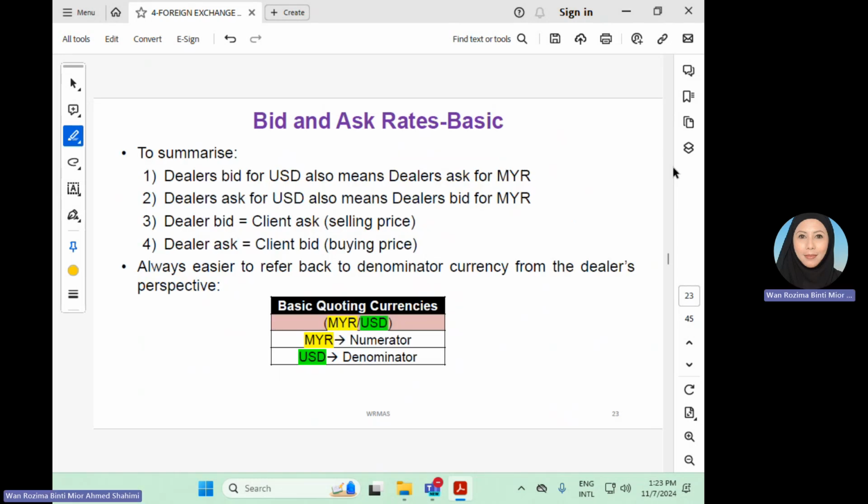To summarize, I already mentioned it's always easier to refer back to the denominator currency from a dealer's perspective. So Malaysian ringgit against USD: Malaysian ringgit as numerator, USD as denominator. If we are Malaysian, is this a direct quote or indirect quote? Direct quote, yes, very good.